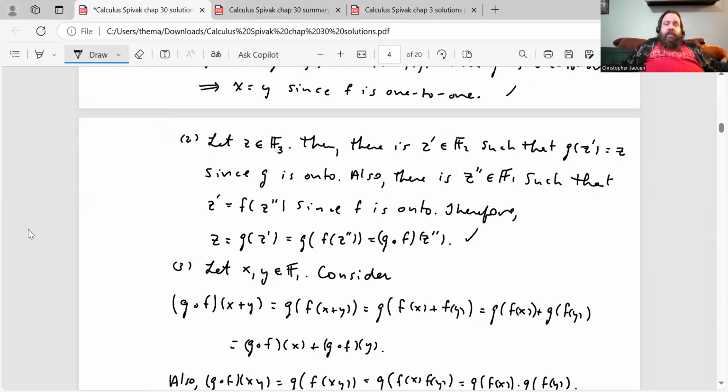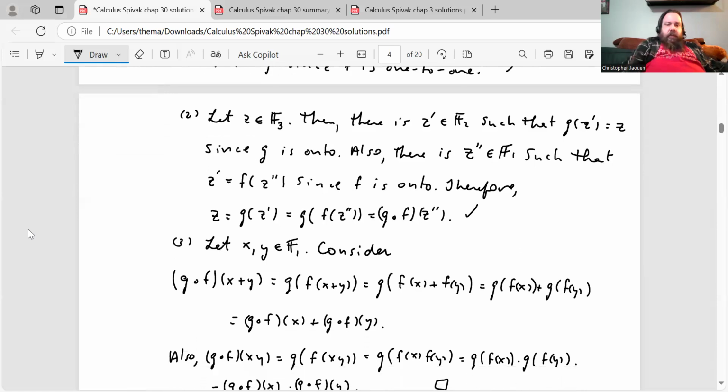Then we have to show that it's onto. Let Z be an element of F3. Then there is Z prime in F2 such that G of Z prime is Z since G is onto. Also, there is Z double prime in F1 such that Z prime equals F of Z double prime since F is onto. Therefore, Z equals G of Z prime equals G of F of Z double prime, which is the same thing as G composed with F of Z double prime. So G composed with F is onto.